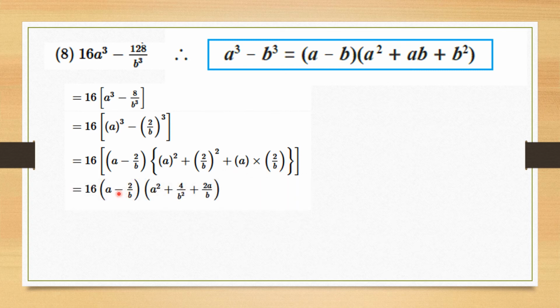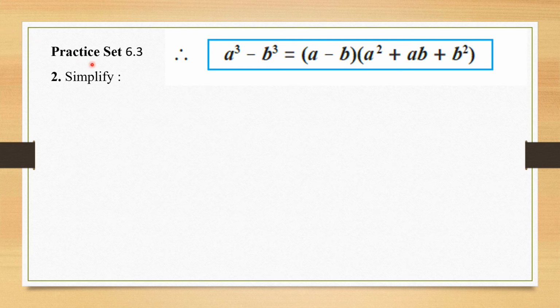Next is just rearranging this. So this is 16 as it is, a minus 2 upon b as it is. A the whole bracket square will become a square, 2 upon b the whole bracket square, you can give the square for the numerator and denominator. So this becomes 4 upon b square, plus a into 2 upon b will become 2a upon b. So the final solution is 16 into a minus 2 upon b into a square plus 4 upon b square plus 2a upon b.